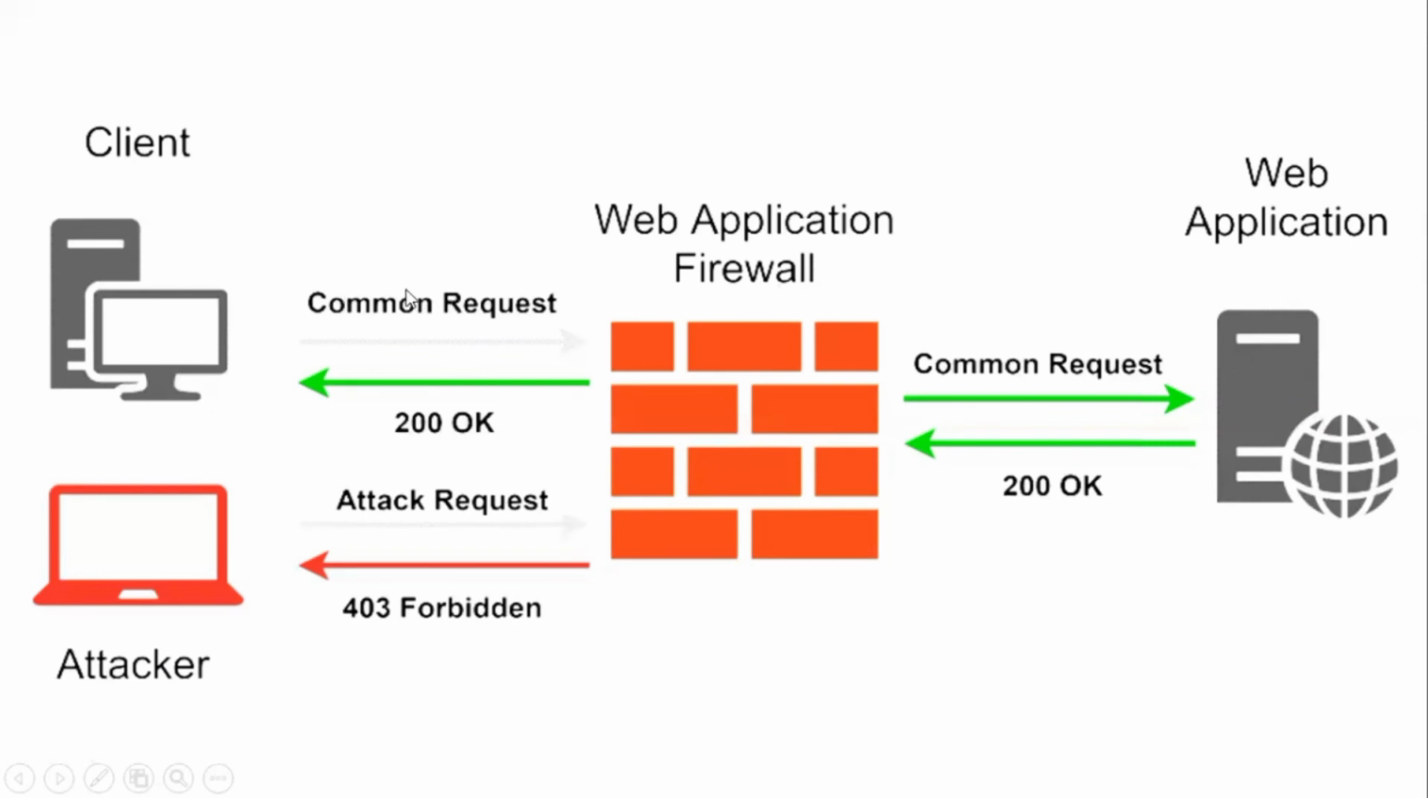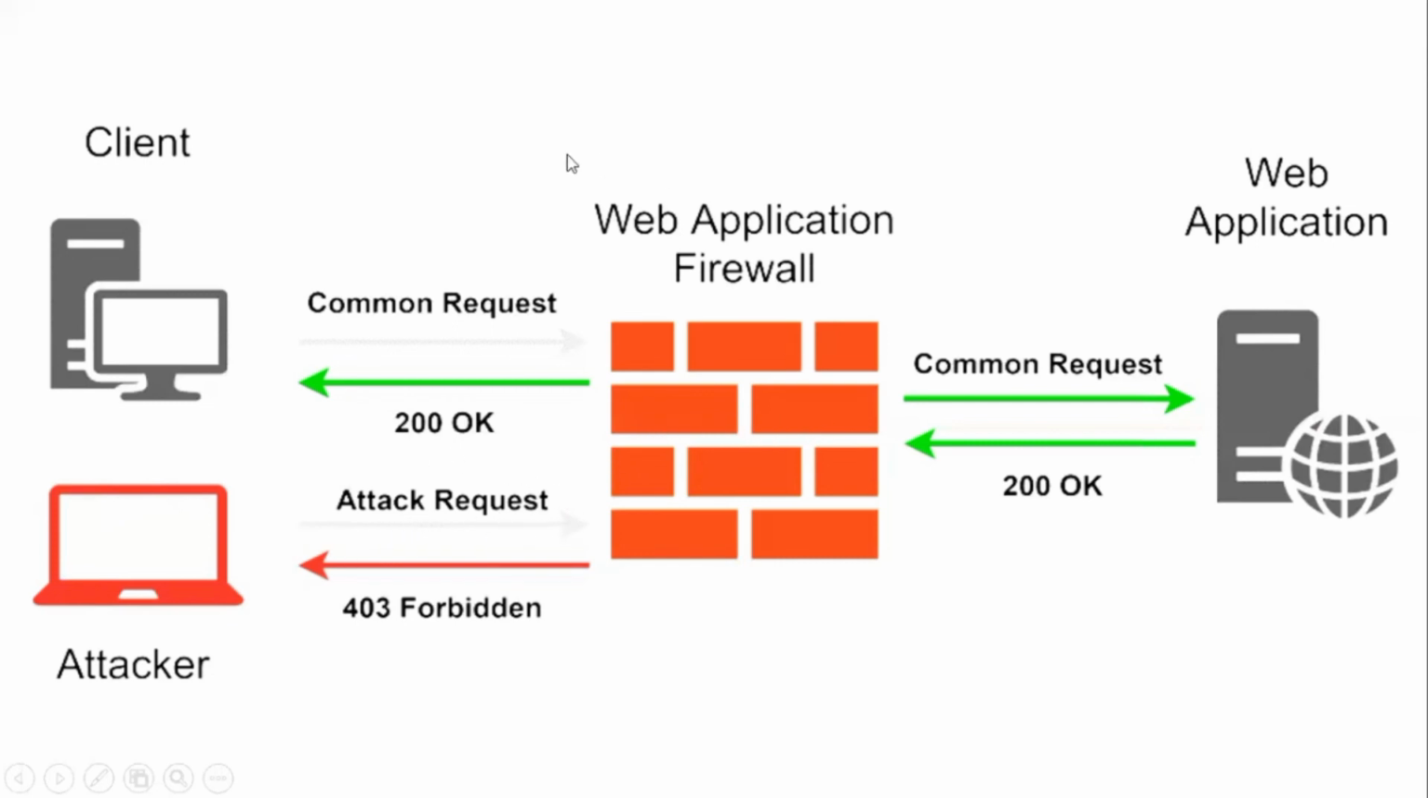It will be considered a common request when the client, the authorized user, sends a request or logs into the system. The firewall will allow it. He will be considered a normal user, and he will get access to the web application. This is okay for the web application, because there is no security issue with a normal user.